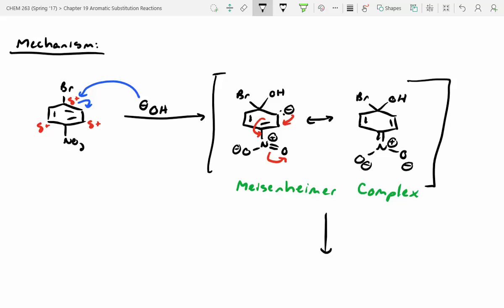Okay, so now we've got to figure out how to kick off our leaving group. With this, all we need to do is kick electrons all the way down and kick off that bromine. So it's kind of this domino effect.